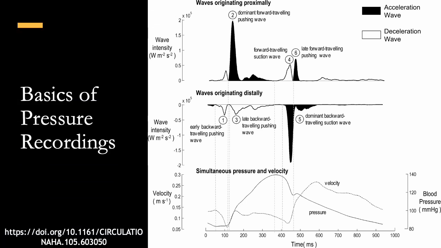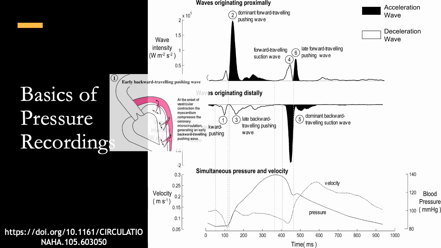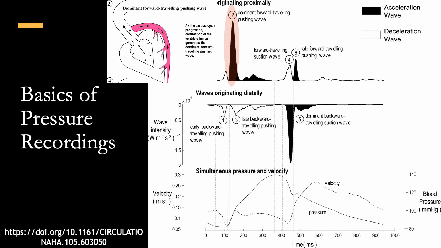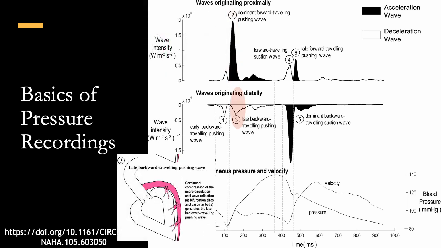The early backward traveling pushing wave occurs with onset of systole as the microvasculature is compressed because of powerful ventricular muscle contraction. A dominant forward traveling pushing wave occurs as the blood is injected into the aorta. A late backward traveling pushing wave is caused by continued compression and wave reflections from bifurcations of the coronary artery.